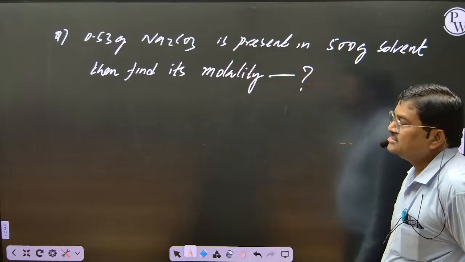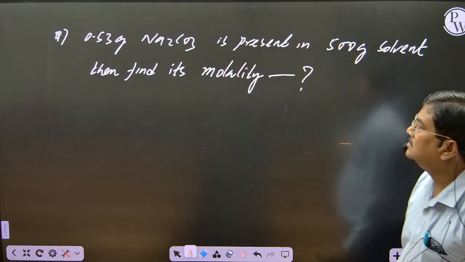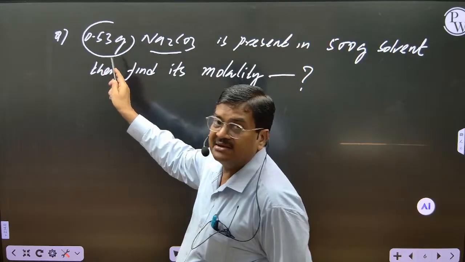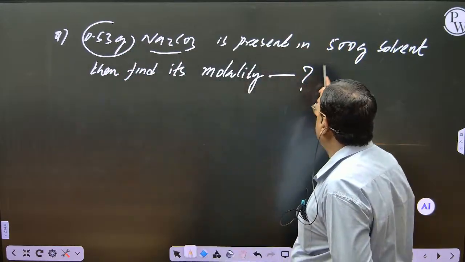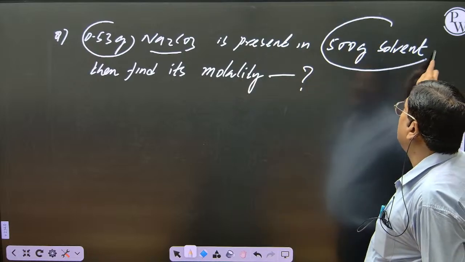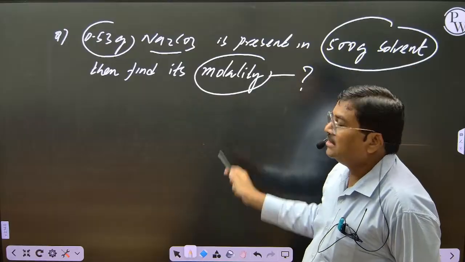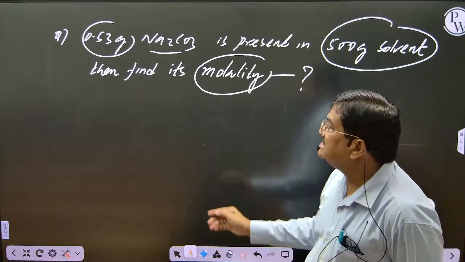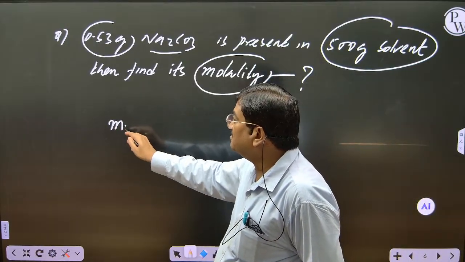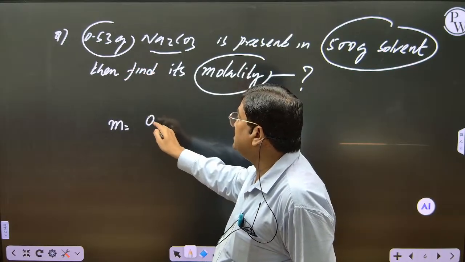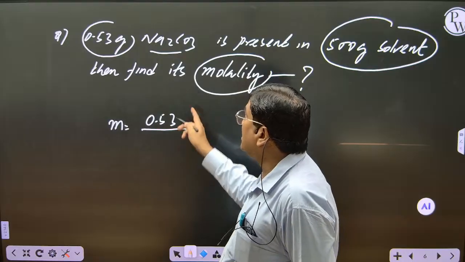Now the question is understood. Mass of solute is given to you. This is what? Sodium carbonate. How much mass is given? 0.53 grams given. That is present in how much weight of solvent? 500 grams of solvent, and he wants to find molality. Now tell me what is the relation? Molality, what did we write? Mass of solute, no? What is the mass of solute given to you? 0.53, by molar mass of solute.